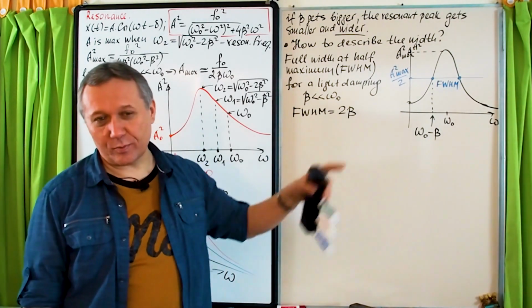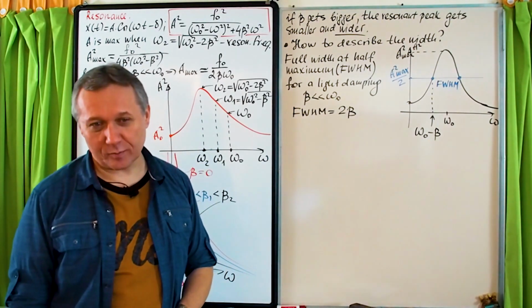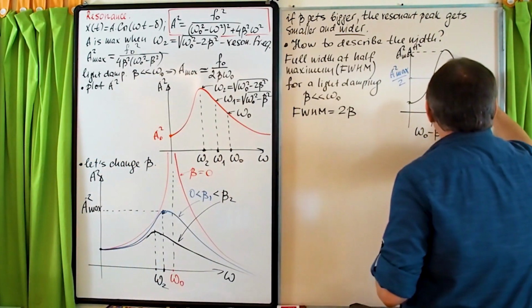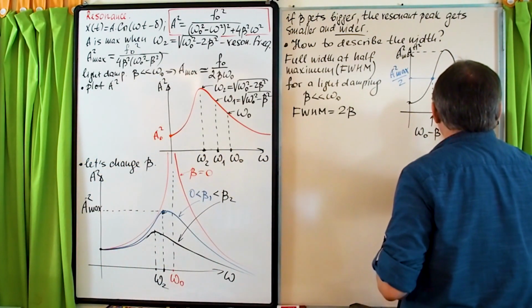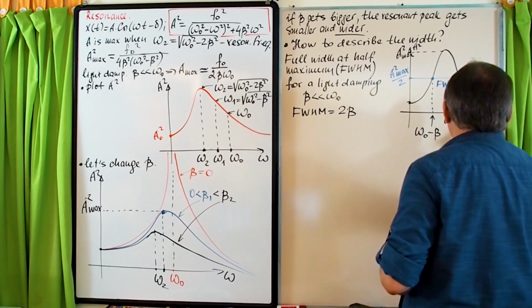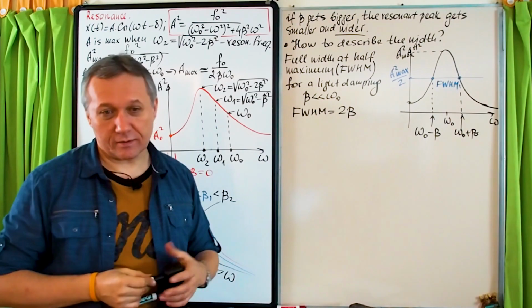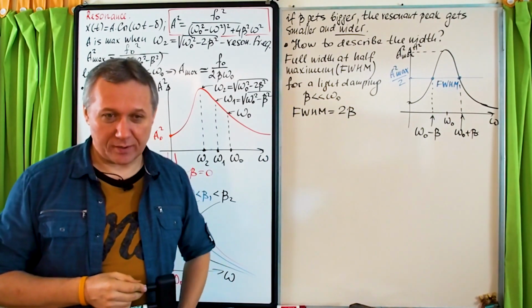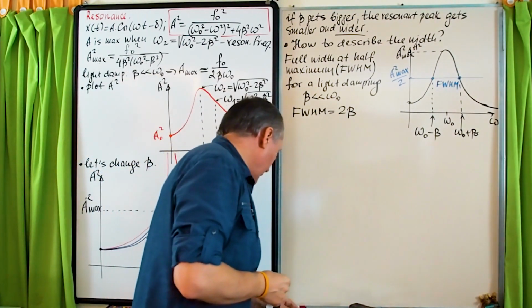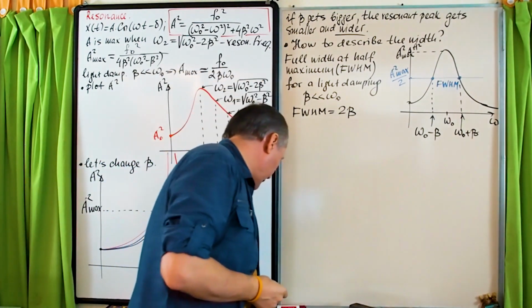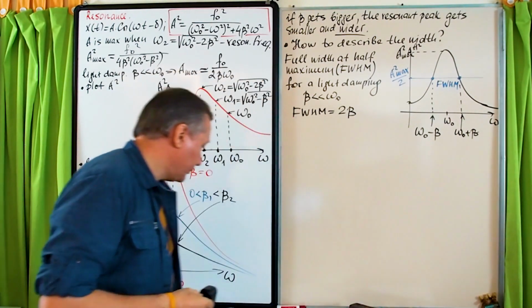And of course, the other point will be at omega naught plus beta in order to have a width of 2 beta. So this will be omega naught plus beta. Right? So the width, in this case, is 2 beta, the full width at half maximum. Again, as I said, used in optics a lot.